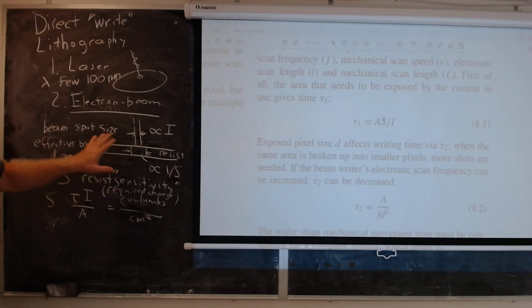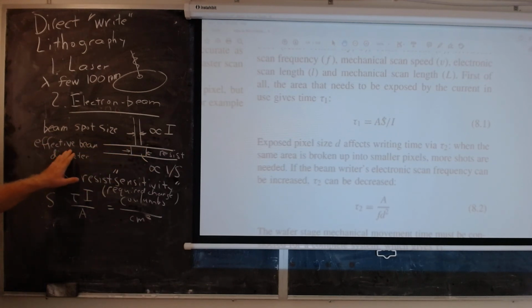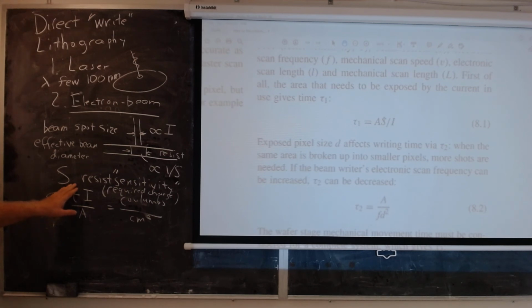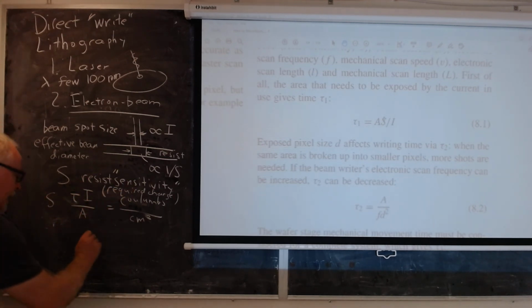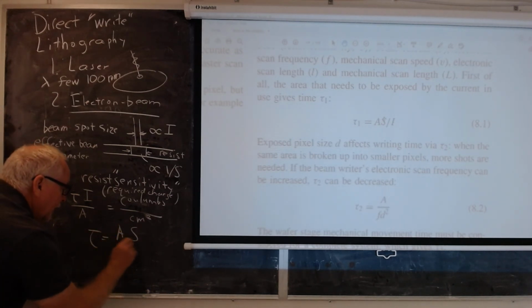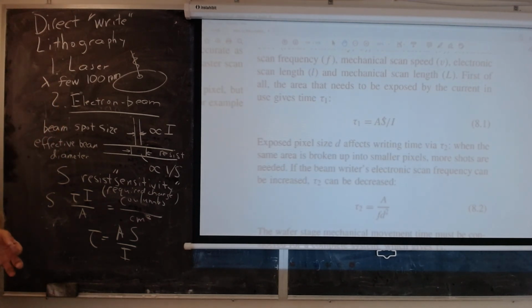I want you to remember that the beam spot size is proportional to I, the effective beam diameter is proportional to 1 over S, the resist sensitivity is the required charge per unit area, and that tau is equal to AS over I. Okay? I realize that's kind of a convoluted lesson, but this is what I want you to remember, and that's all I want you to remember about e-beam.